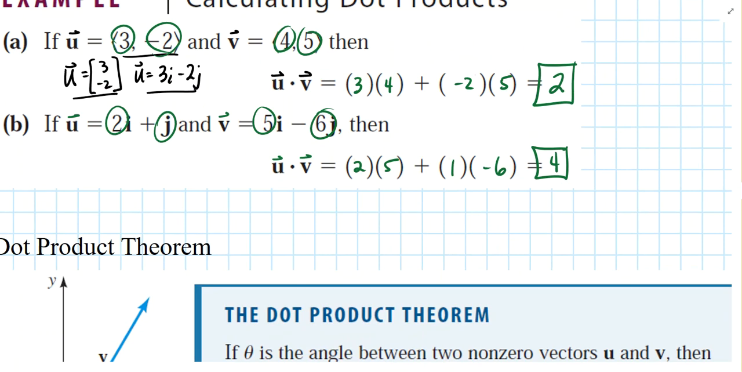So it's really important to keep in mind that these are just numerical values. There is no direction associated with them. Dot products always produce scalars, or just numeric values.